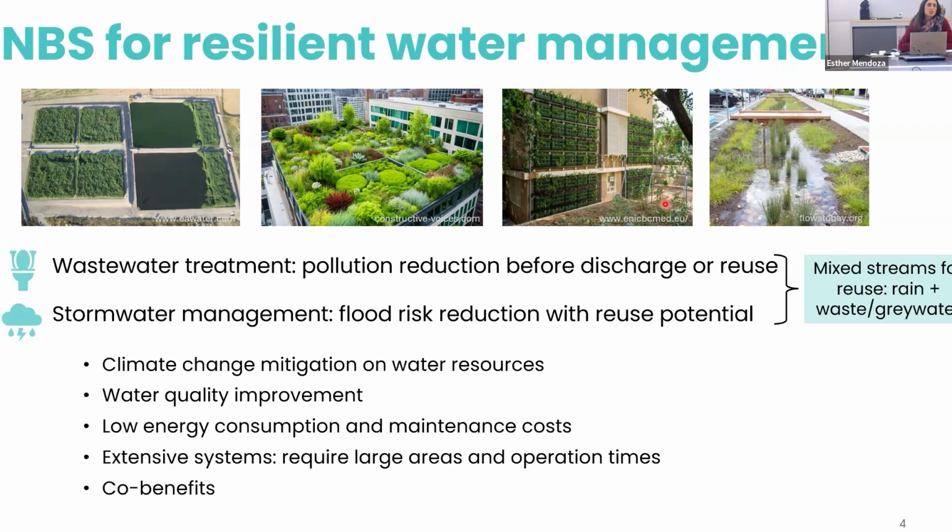These solutions alleviate the climate change risks on water resources mainly. They improve water quality. They have lower energy consumption than the classical, what we call grey technologies, and lower maintenance cost and simpler maintenance. But of course, since they are extensive systems, we have the issue of the large space they require to treat the same amount of water that, for example, membrane technologies would treat with less space and shorter operation time. So we have to cope with this. But these solutions also provide additional benefits.